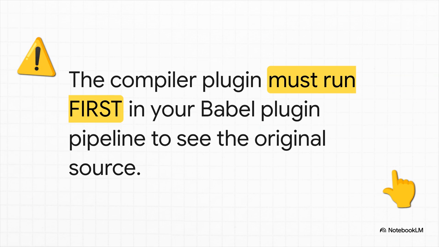Now, listen up, because this is the #1 gotcha you need to avoid. The React compiler plugin has to be the very first plugin in your Babel pipeline. No exceptions. It needs to see your raw, original source code before anything else gets a chance to transform it. Get this one detail right, and you'll save yourself a world of pain.